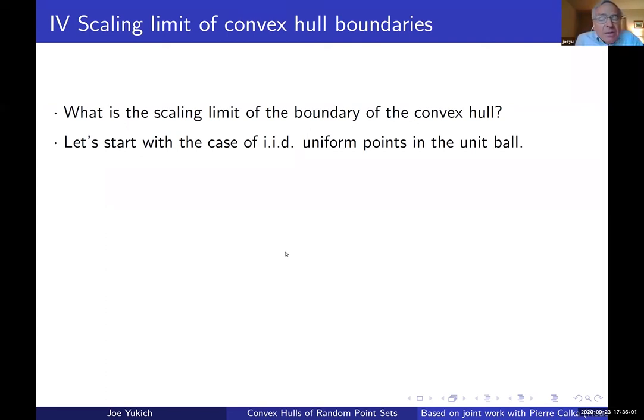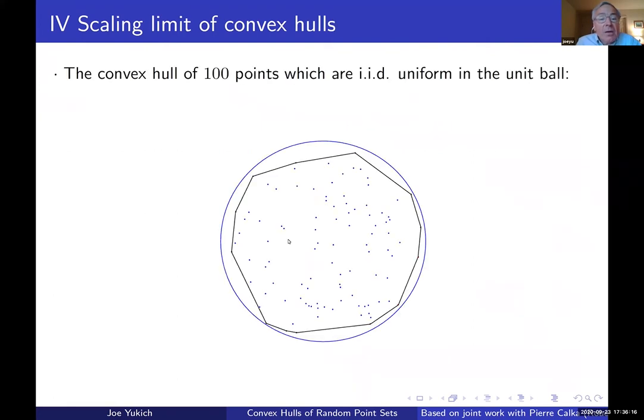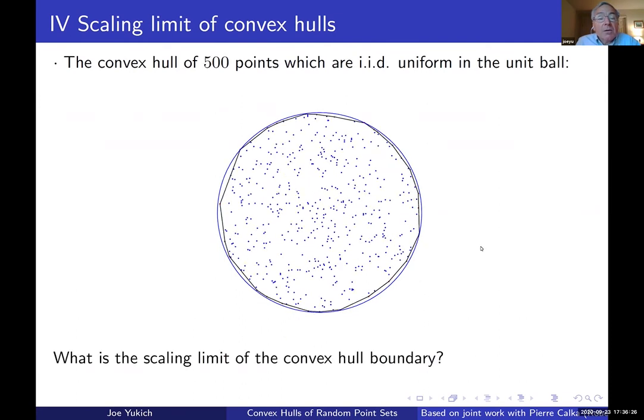Let's start with the simplest possible case. The simplest possible case is to consider, of course, a smooth convex body, but let's take the convex body to be the unit ball. We put down IID uniform points in the unit ball, and we already have seen this picture. 100 points in the unit ball have a convex hull that looks like this. And if we increment to 500 points, we get a convex hull looking like this.